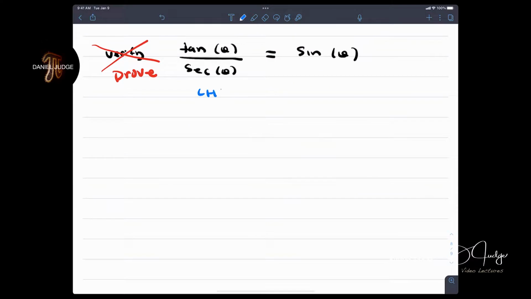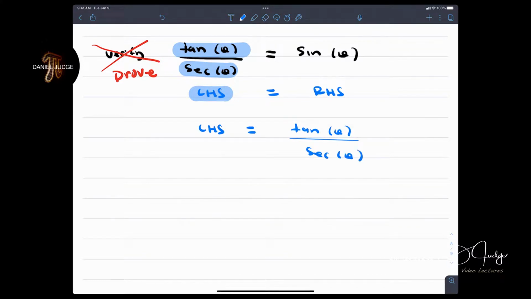Okay, so we're going to take a look. This is the book's guideline. I have a left-hand side equal a right-hand side. All right, so tell me if you guys agree. On the left-hand side, this is where I start. We say that that's equal to tangent theta over secant theta. That's on my left. That's where I start.